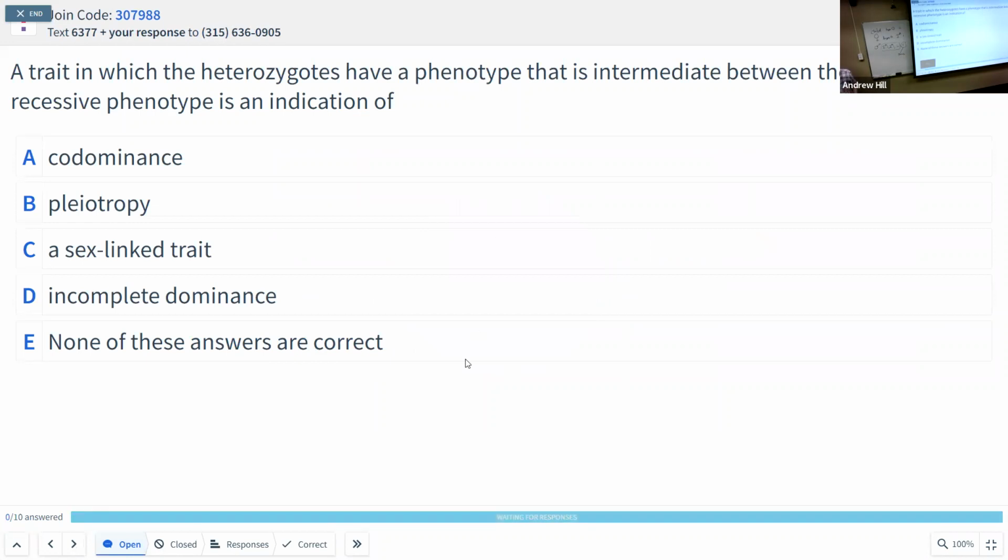Okay, a trait in which the heterozygotes have a phenotype that is intermediate between the dominant and recessive phenotype is an indication of what?